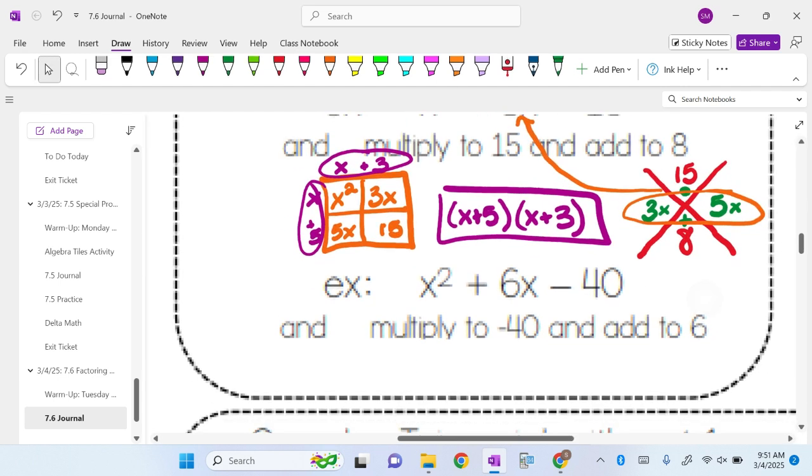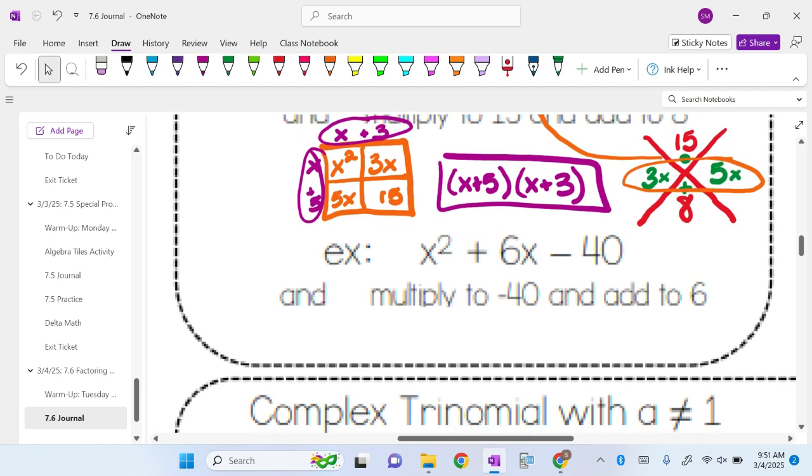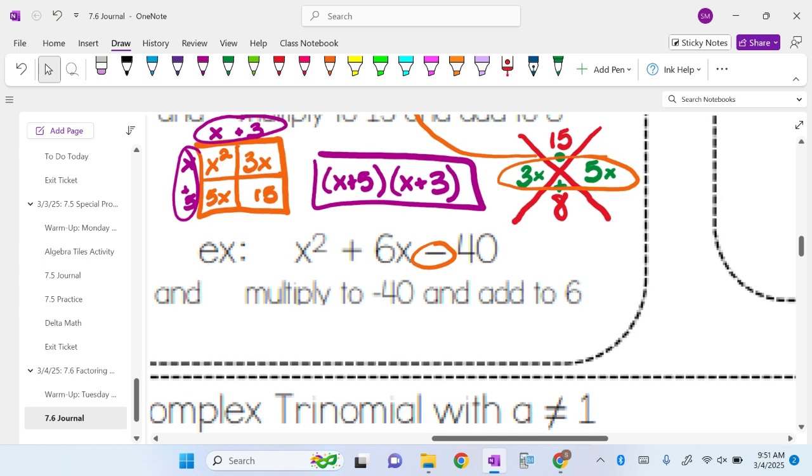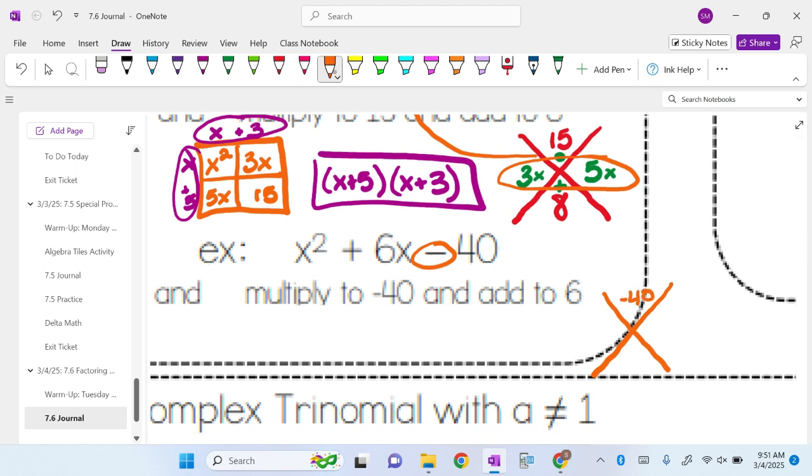All right, same thing with this example, except take into account that this c value is negative. So if the c value is negative, what would the signs look like for our 2 factors? Positive and negative. All right, so we get negative 40 up top, 6 on the bottom. What are 2 factors of 40 that would subtract to give you 6?